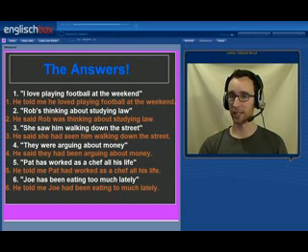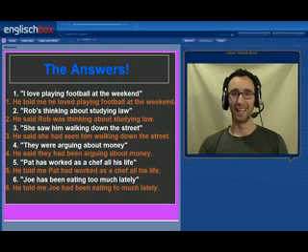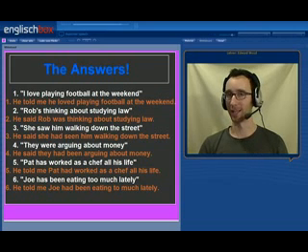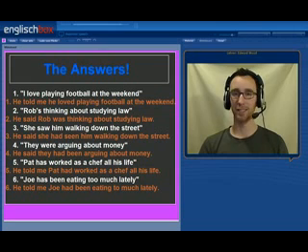He said Rob was thinking about studying law. There's the answer to number 2. Sorry, I reversed them there. The past continuous is used when the present continuous is used in the direct speech. Number 3, she saw him walking down the street becomes he said she had seen him walking down the street. They were arguing about money. He said they had been arguing about money.